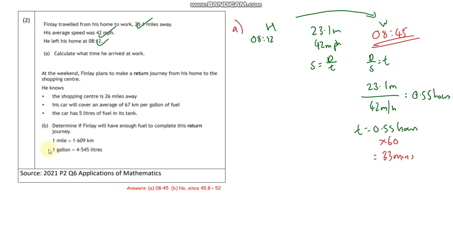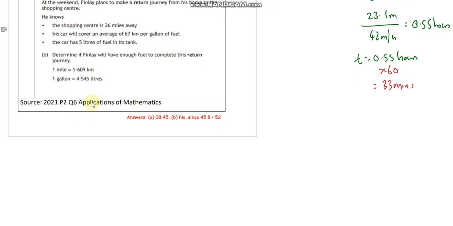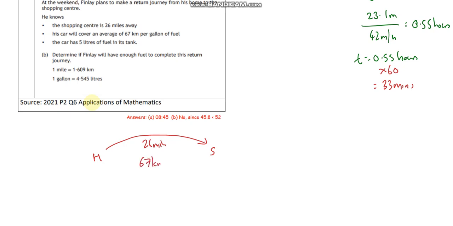Very nice. And part 2, at the weekend, he plans to make a return journey. He knows the shopping centre is 26 miles away. I think this is going to warrant a different sketch. From his home to the shopping centre. Okay, so he's going from his home to the shopping centre. He knows it's 26 miles away. The car will cover an average of 67 kilometres per gallon. Okay. And the car has got 5 litres in it. So I think I'll maybe just at this point draw a little car and just say that this has got 5 litres in it. Okay.